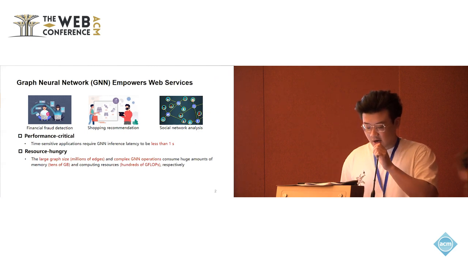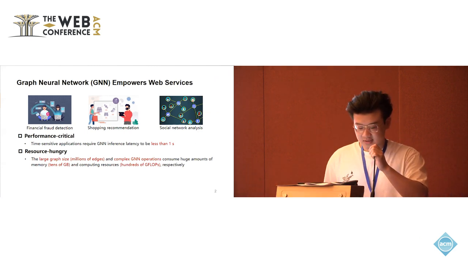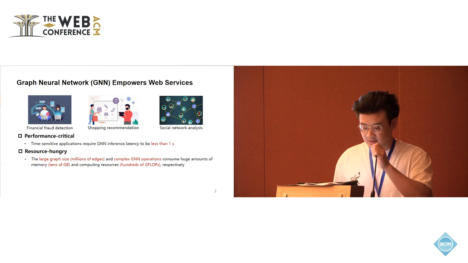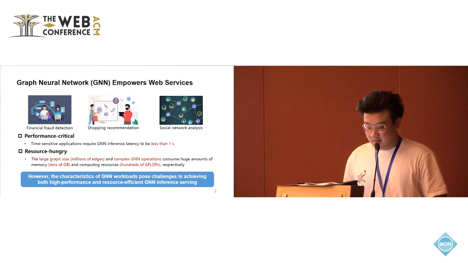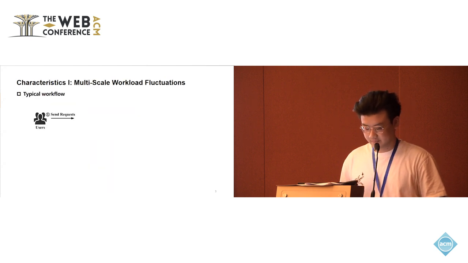Graph neural networks have been widely used in web services for their powerful capability in graph analysis, such as financial fraud detection, shopping recommendation, and social network analysis. These GNN-based applications impose strict latency requirements and have a high appetite for resources. However, the characteristics of GNN workloads pose challenges in achieving both high performance and resource-efficient GNN inference serving.